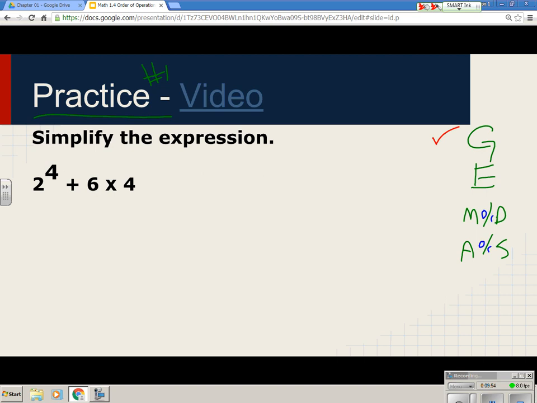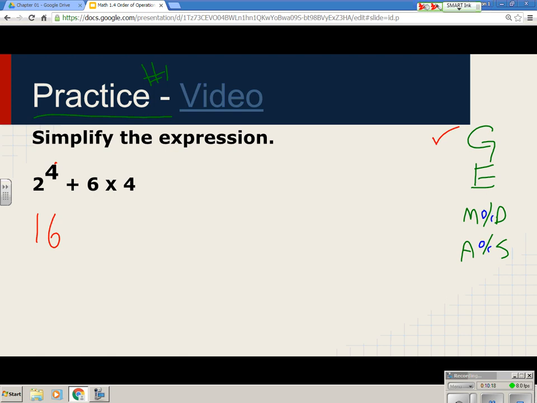Do I see any exponents? I certainly do right here. 2 to the power 4, remember, is the same as 2 times 2 times 2 times 2. So what is 2 to the power 4? Well, 2 times 2 is 4, and 2 times 2 is 4. So what's 4 times 4? The answer is 16.